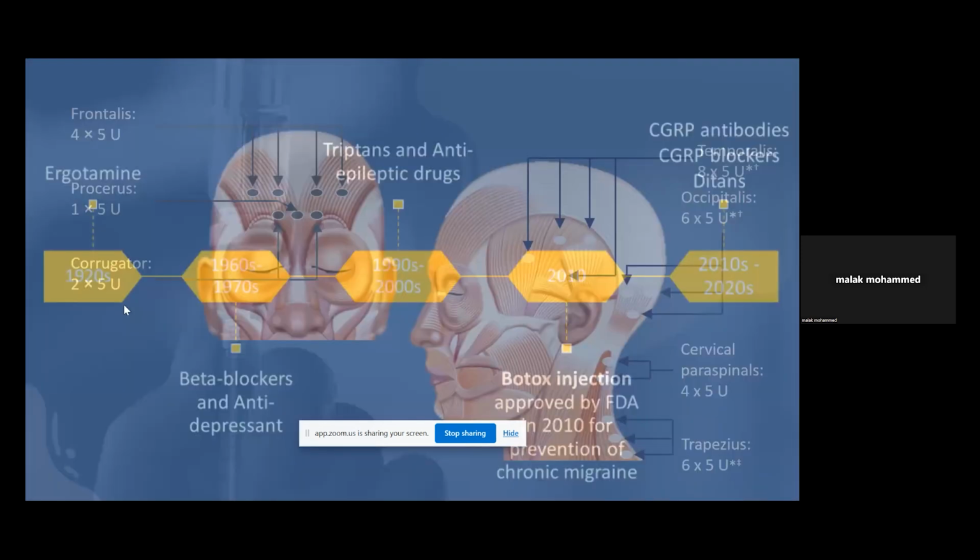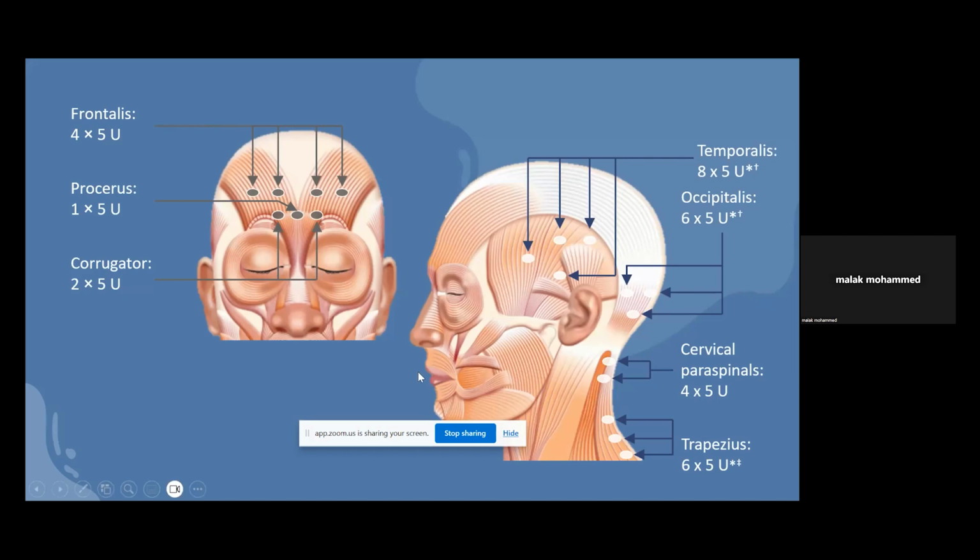So how do you inject? What's the dose? Internationally, it's 155 international units with intervals of 4 to 6 months, depending on the severity of the case, and in 31 sites. Here we can see how it's spread: the frontalis 4 injections, procerus 1, corrugator 2, temporalis 8, occipitalis 6, cervical spinalis 4, and trapezius 6.